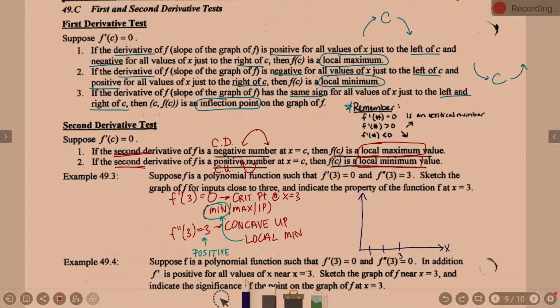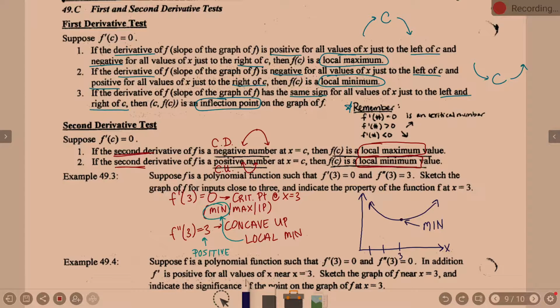It said to sketch the graph of f for inputs close to 3 and indicate the property of the function of f at x equals 3. What am I basically sketching? Some version of a curve, right? Where there is a minimum at 3. Okay, that's about what I know there. Whether you call it a parabola, whether you call it whatever, but some curve where you have a minimum at x equals 3.